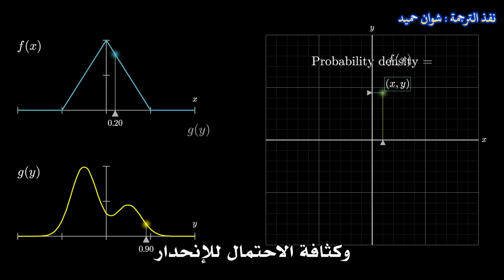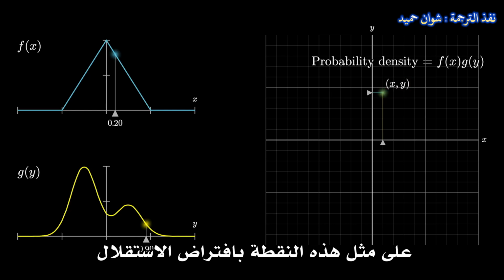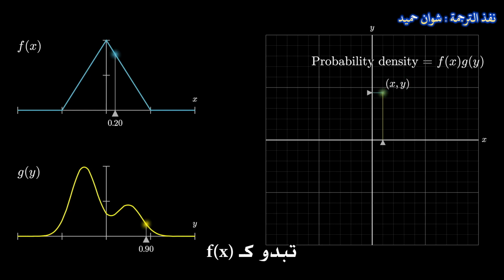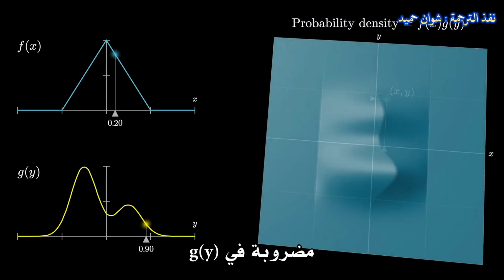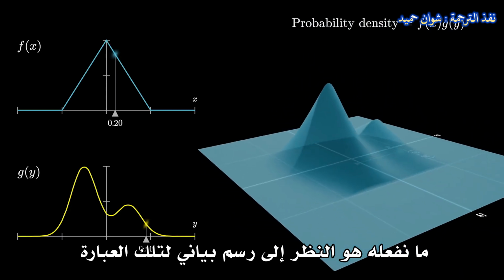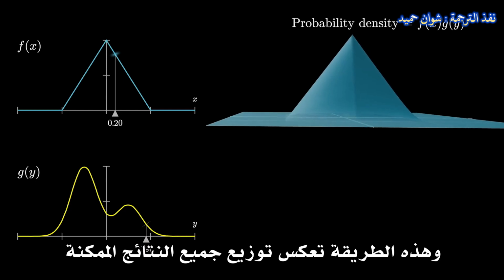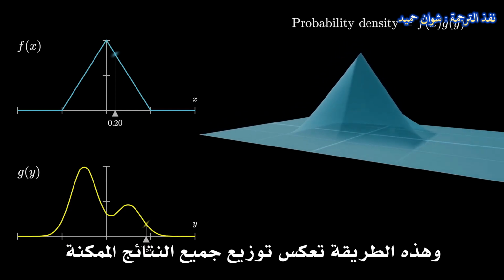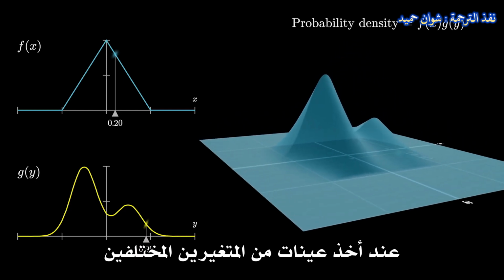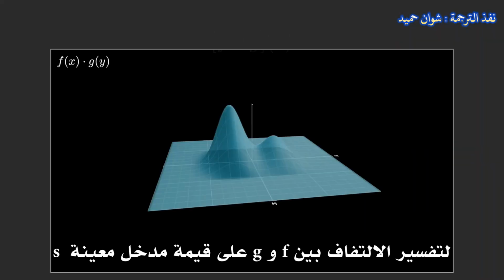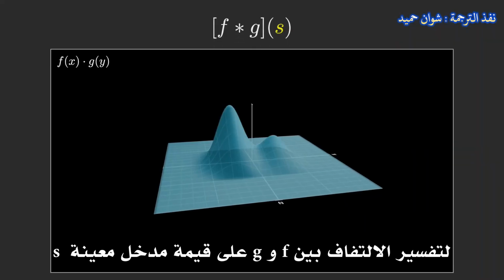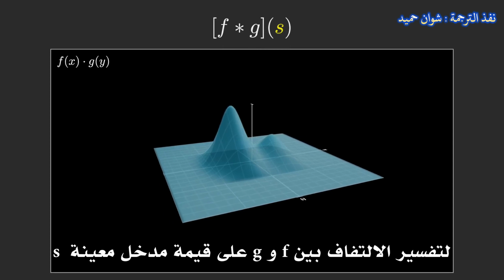And the probability density of landing on one such point, assuming independence, looks like f of x times g of y. So what we do is we look at a graph of that expression as a two-variable function of x and y, which is a way of showing the distribution of all possible outcomes when we sample from the two different variables.